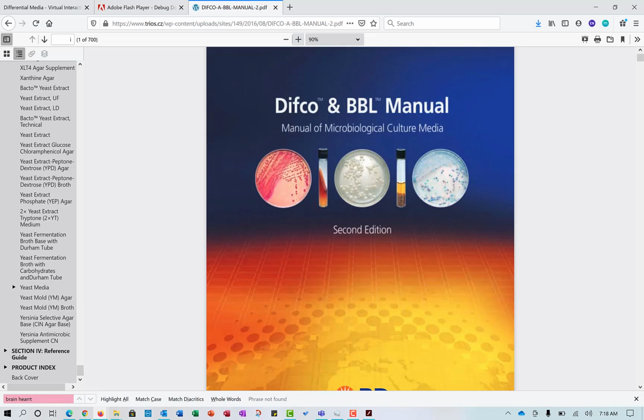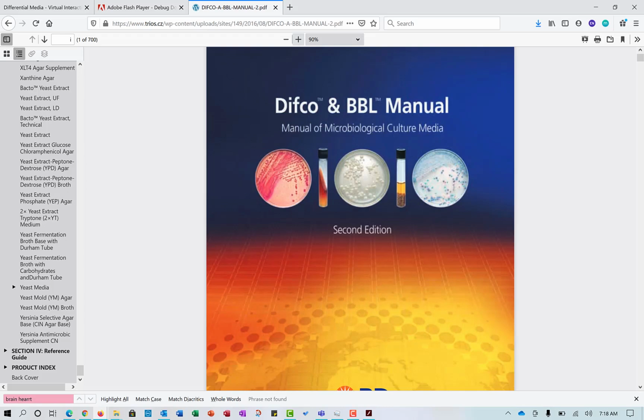The Difco BBL Manual is a large compilation of different media and resources for growing microbes. This is sort of the standard of the industry with all types of different media, and it will tell you exactly what's in it, how it reacts, what organisms grow, and how they look on the media. So again, this is important to understand when you're exploring the unknown project.